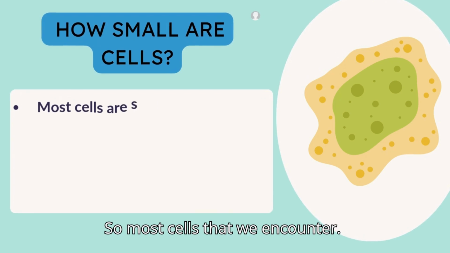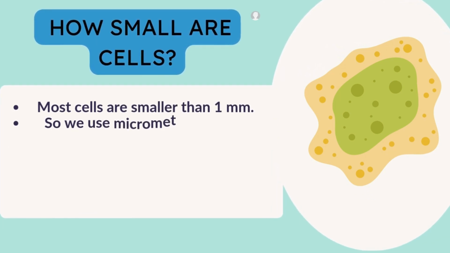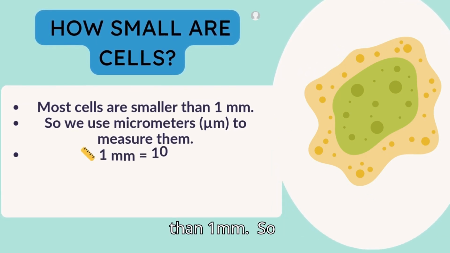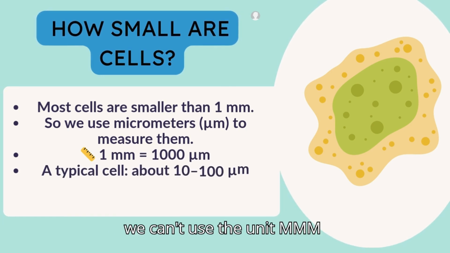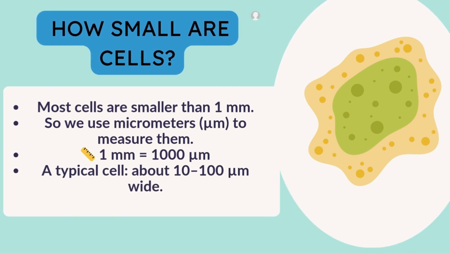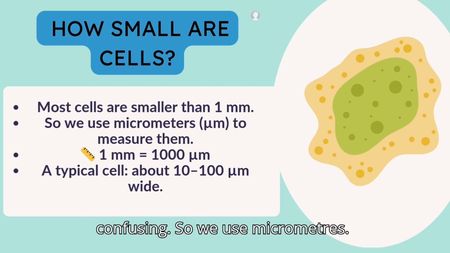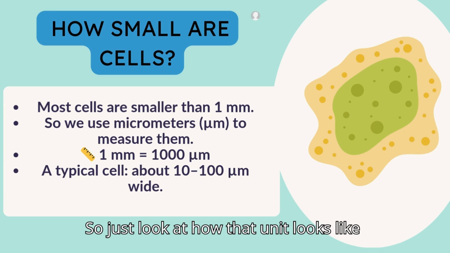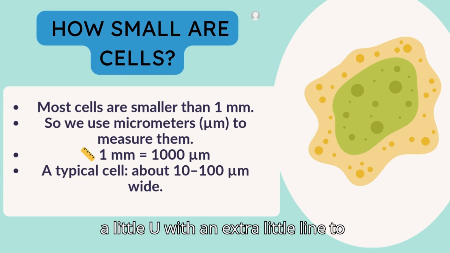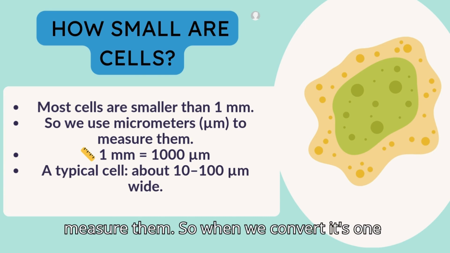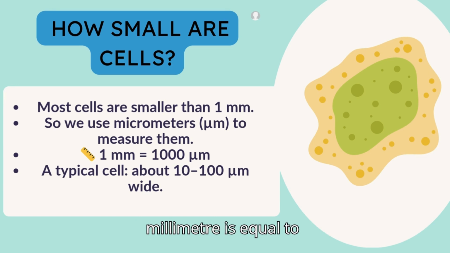So most cells that we encounter are very small. They are smaller than 1 millimeter. So we can't use the unit for millimeters because that would be confusing. So we use micrometers. Just look at how that unit looks, like a little U with an extra little line, to measure them. So when we convert, 1 millimeter is equal to 1,000 micrometers. A typical cell would be about 10 to 100 micrometers wide.